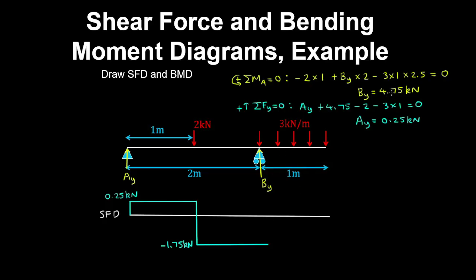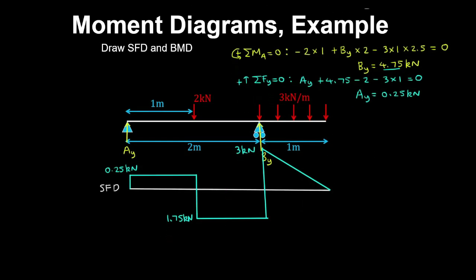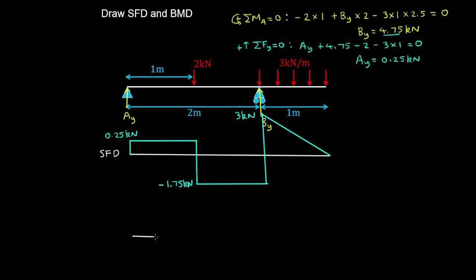Then we have a jump in the shear force diagram equal to the reaction BY at the support, and therefore the shear force is 3 kilonewtons here. Because we have a uniformly distributed load, the shear force diagram is linear and goes down to 0 at the free end. And we can draw the bending moment diagram in a similar way.